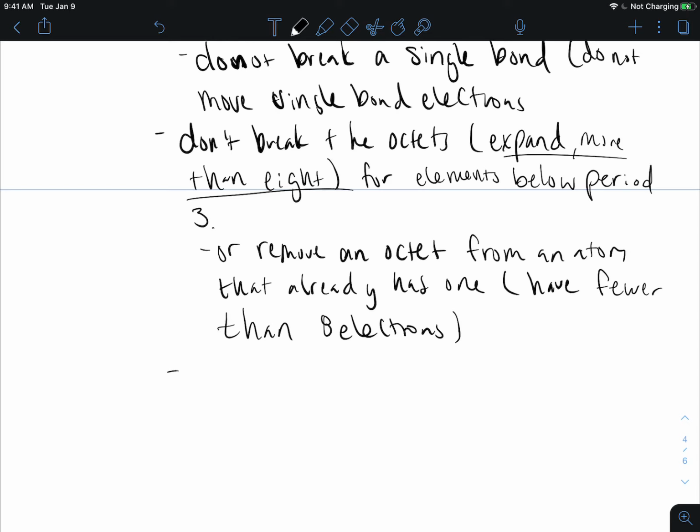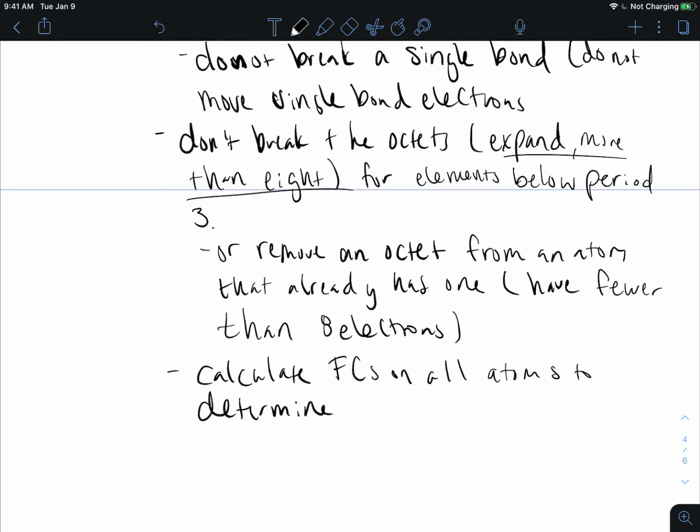Okay, and calculate formal charges on all atoms to determine the most stable structure or structures.